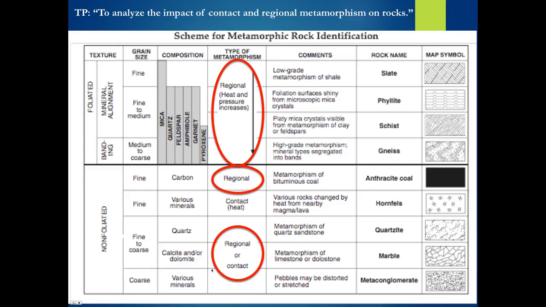And just how we had the contact, quartzite, marble, metaconglomerate, all can be considered regional also. It could be regional or contact. And those rocks are the non-foliated rocks.